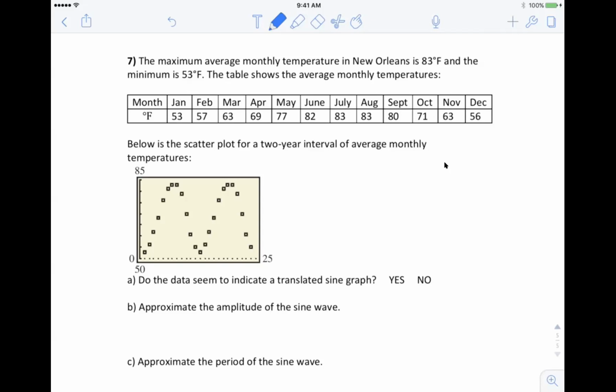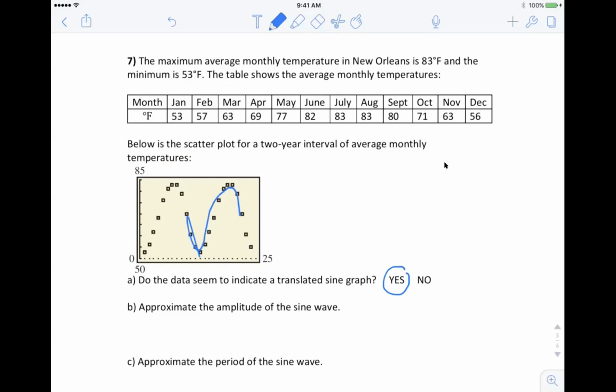But we can start answering some questions about this data. Part A, do the data seem to indicate a translated sine graph? Sure, I could see it. If I started here and went, I see a sine wave there. That would be an inverted sine wave, right?